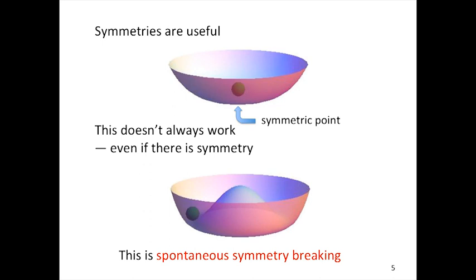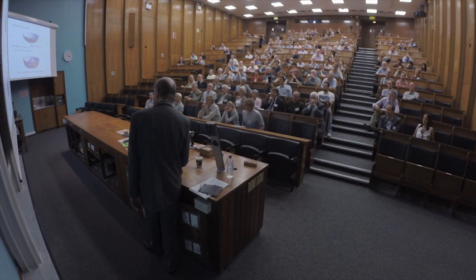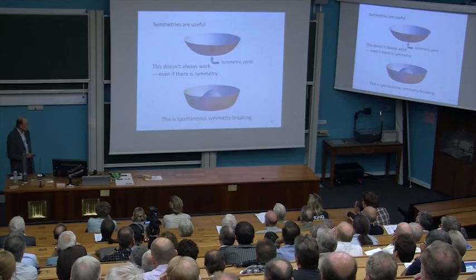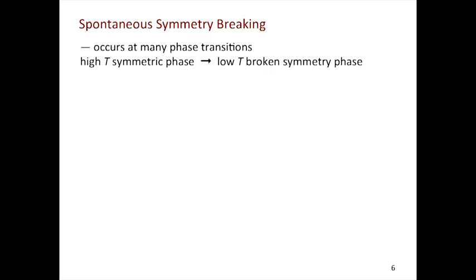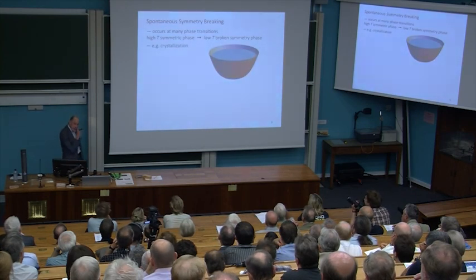It's spontaneous in the sense that you don't know a priori where in the base it's going to end up. It could be anywhere. That choice is made randomly, spontaneously. And spontaneous symmetry breaking is a very widespread phenomenon in physics. It occurs at many phase transitions. Very often there's a high temperature phase in which the symmetry is clear, and a low temperature phase in which it is broken. The simplest example I know is crystallization.